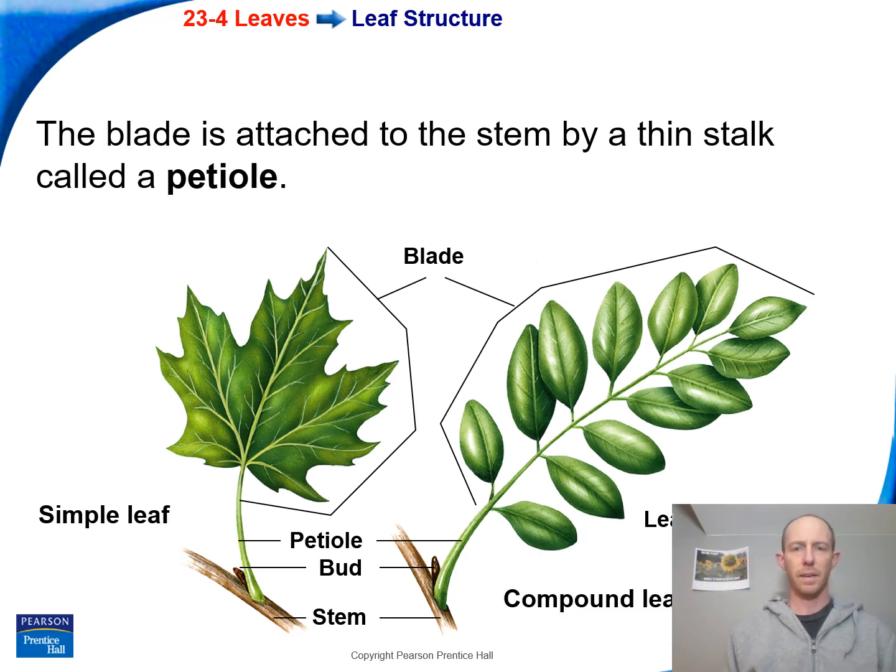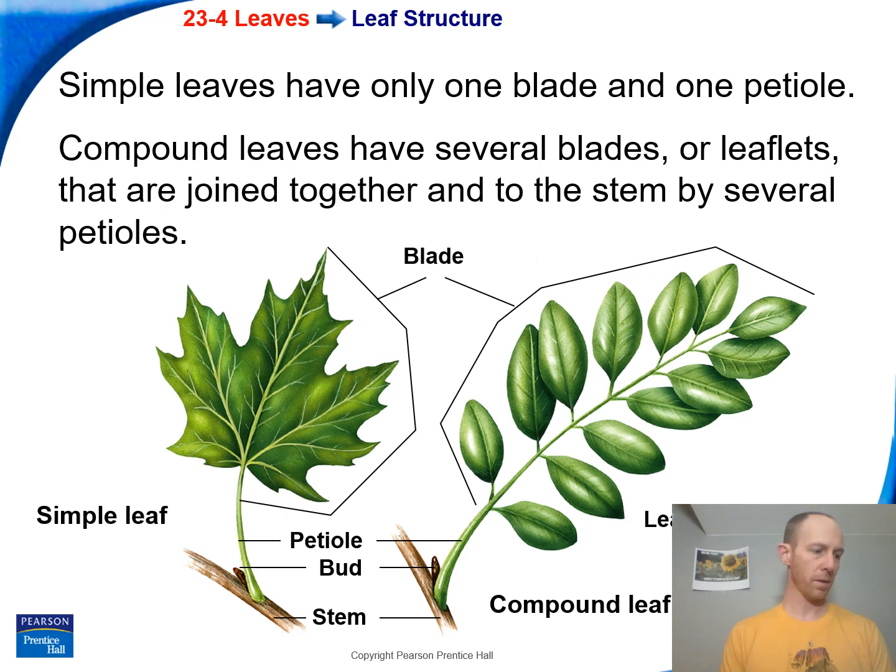Okay, so you've got the blade figured out. The next thing is, what is that thing that connects the blade to a stem? It's called a petiole. P-E-T-I-O-L-E, petiole. So that would be number 42. You got that? I knew you did. I've known it all along.